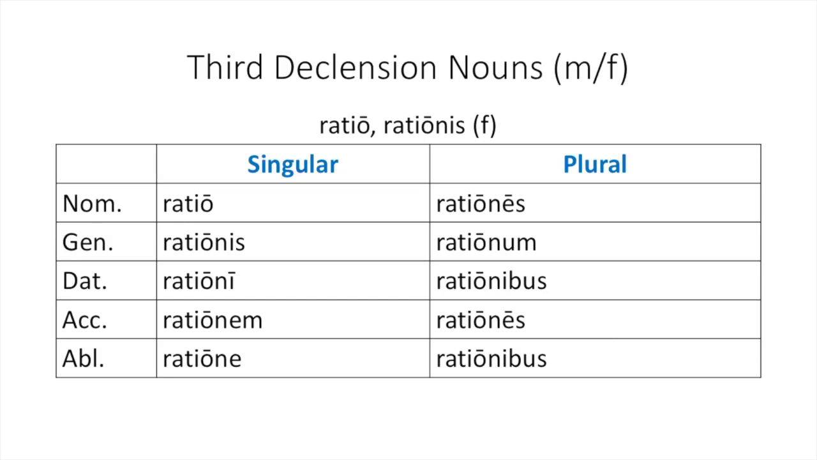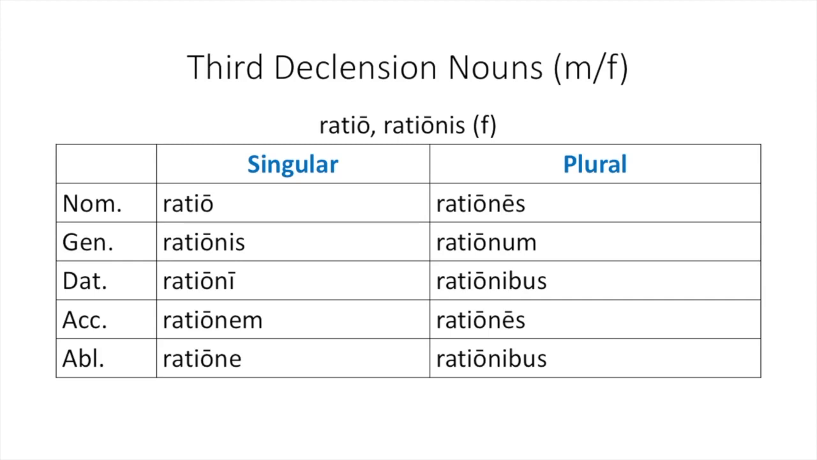You are right if you said it's ratio, rationis, rationi in the dative, rationem, ratione in the ablative, rationes in the nominative plural, rationum in the genitive plural, rationibus in the dative plural, rationes, and finally rationibus.